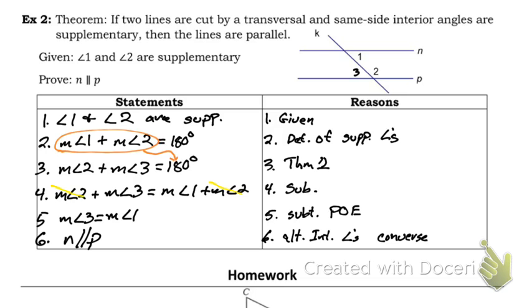All right, questions on any one of those steps? So now we have 3 ways to prove lines are parallel. We have corresponding angle converse, we have the alternate interior angle converse, and we also have same side supplementary converse, or same side interior angle converse. So we have 3 ways to prove lines are parallel.